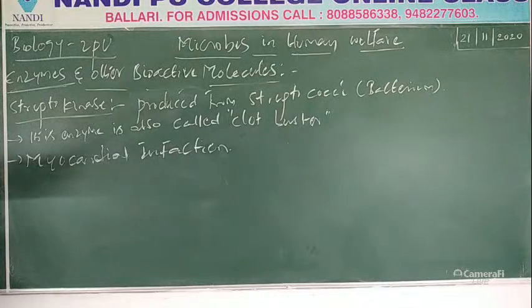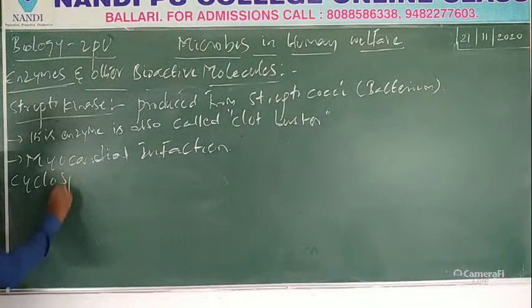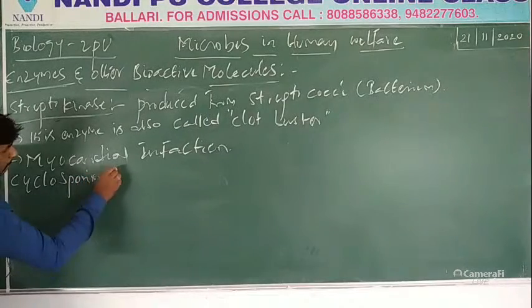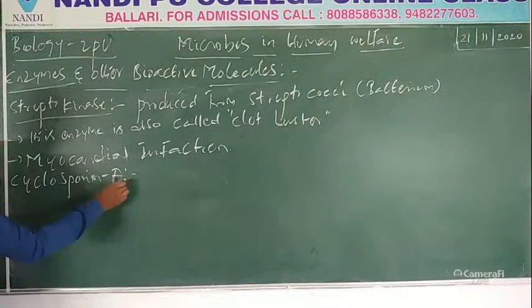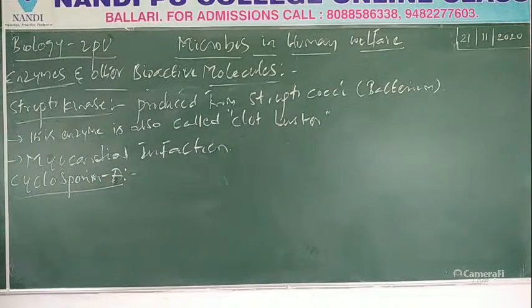Some other two bioactive molecules are there. These two are also widely used in the field of medicine. The first one is cyclosporin A. Cyclosporin A, very, very important for competitive examination, children. It is not an enzyme, but it is a bioactive molecule. It is one of the molecules which is obtained from microorganisms only. So it is also of great importance in the field of medicine.